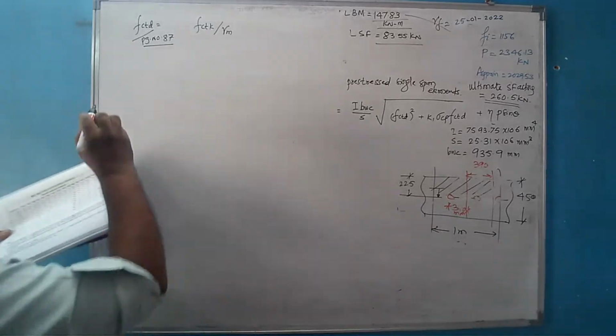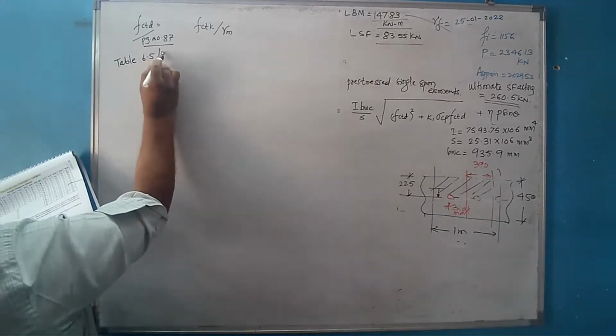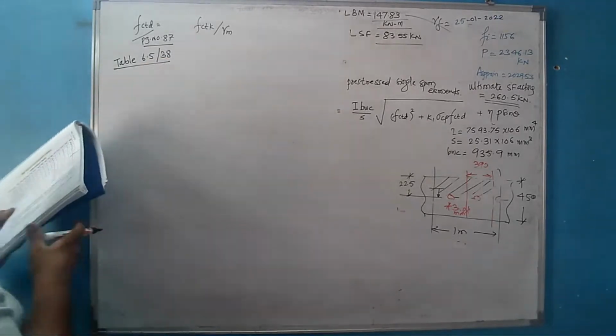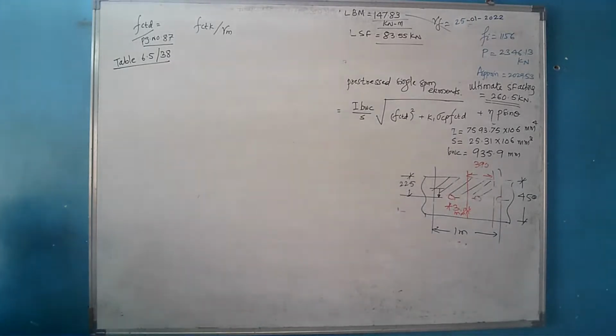There is table 6.5. This table 6.5. It is on page number 38. Who will read the title of the table? What is the title of the table?